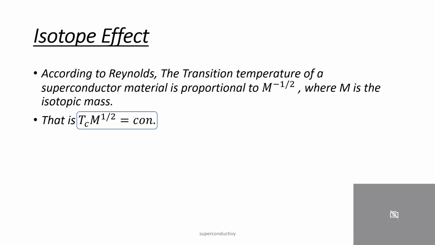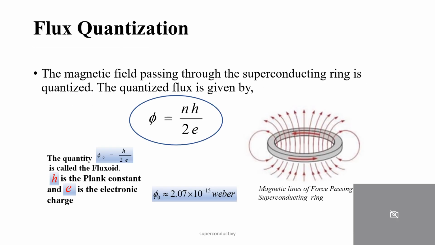Isotope effect. According to Reynolds, the transition temperature of a superconductor material is proportional to 1 by root m. That means as we increase the isotopic mass of a superconductor or add impurities to a superconductor, its critical temperature decreases as we increase the isotopic mass of the superconductor. So Tc root m is equal to a constant.